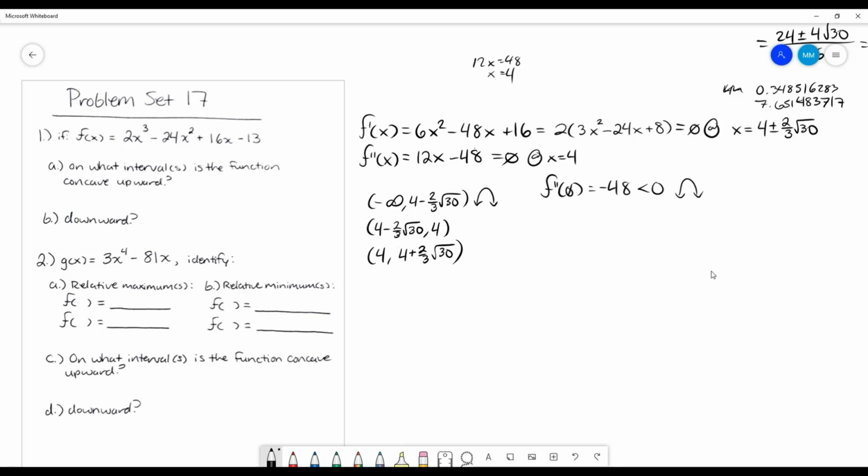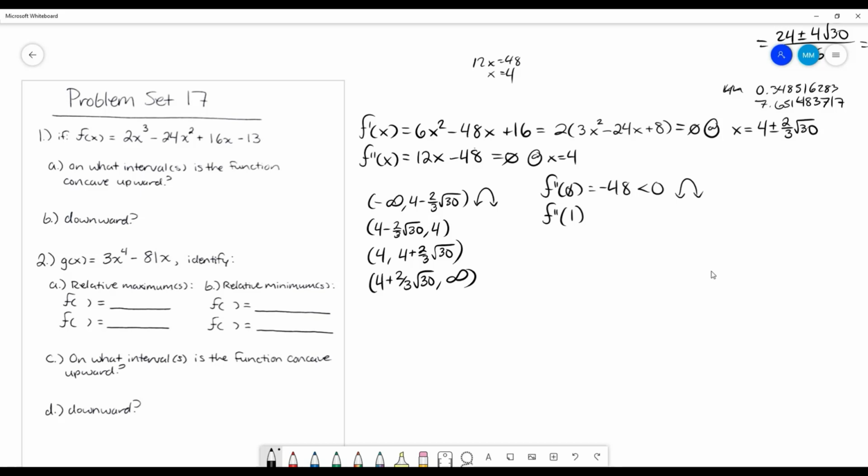Between here, to make sure, it's probably still going to be concave down. Oh, I forgot another part of my interval. Oops. Then up to positive infinity. So this is probably going to be concave down, and this is probably going to be concave up, but we always want to double check, because sometimes it's not what you expect.